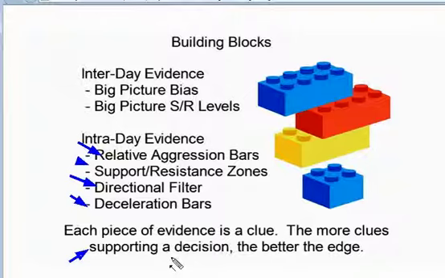We also have a lot of different trade entry ideas that we talk about. I'm not going to get into that in this video, but that's a further building block, and I can talk about some of those other trades in future videos.